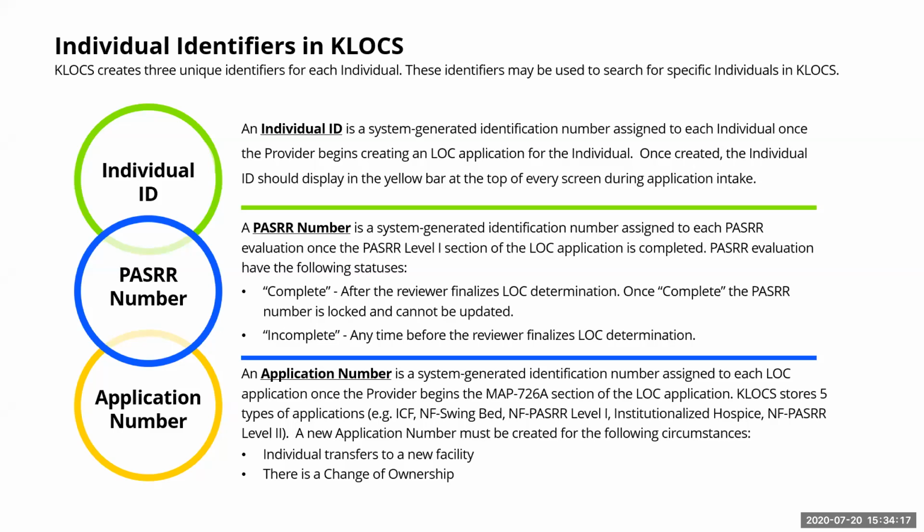Something to note in regards to that application number. A new application number must be created if the individual transfers to a new facility or if there is a change of ownership. Something also to note about these three identification numbers is providers may use all three of these identifiers to search for an individual specific to their facility by, again, remembering that system demonstration video. On the dashboard screen, you're able to click quick search. And then once you click quick search, you're able to use any of these identifiers to find the individual that you're looking for.